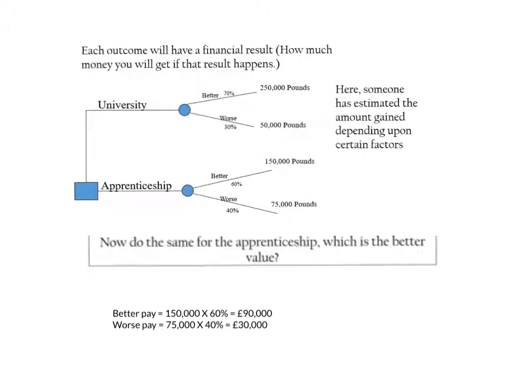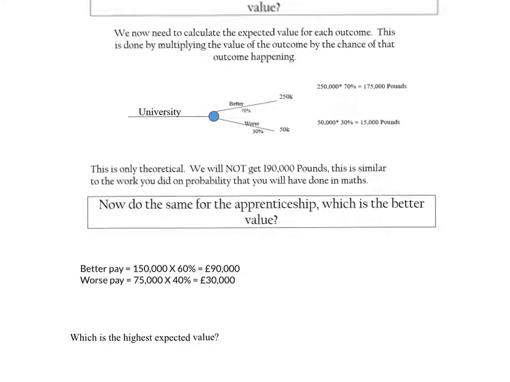So you should have got these calculations. 150,000 times 60% equals 90,000, and 75,000 times 40% equals 30,000. So you can see that the university has the better value at the moment, but we also need to look at the net gain value. So we'll go through that for step 6.